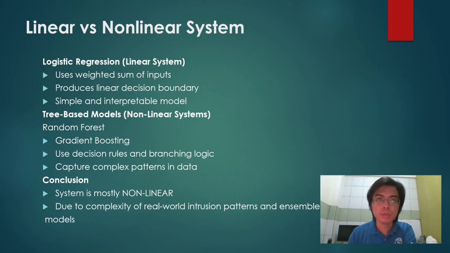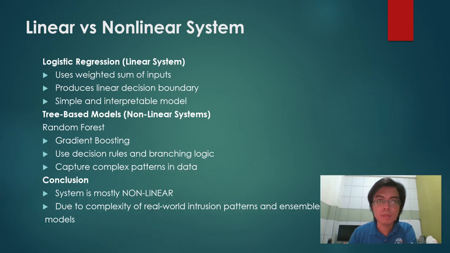In this section, we compare linear and nonlinear behavior of the models used in our system. So logistic regression is considered a linear system because it uses a weighted sum of input features to make predictions. So this means it creates a linear decision boundary based on the combination of input variables.